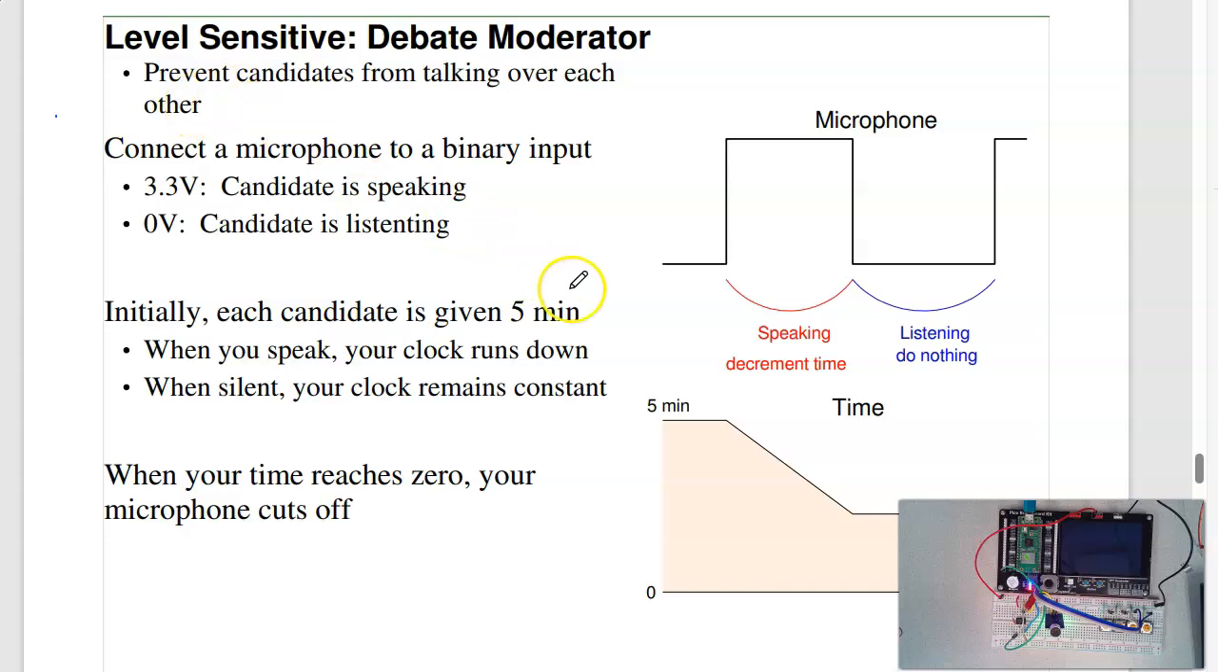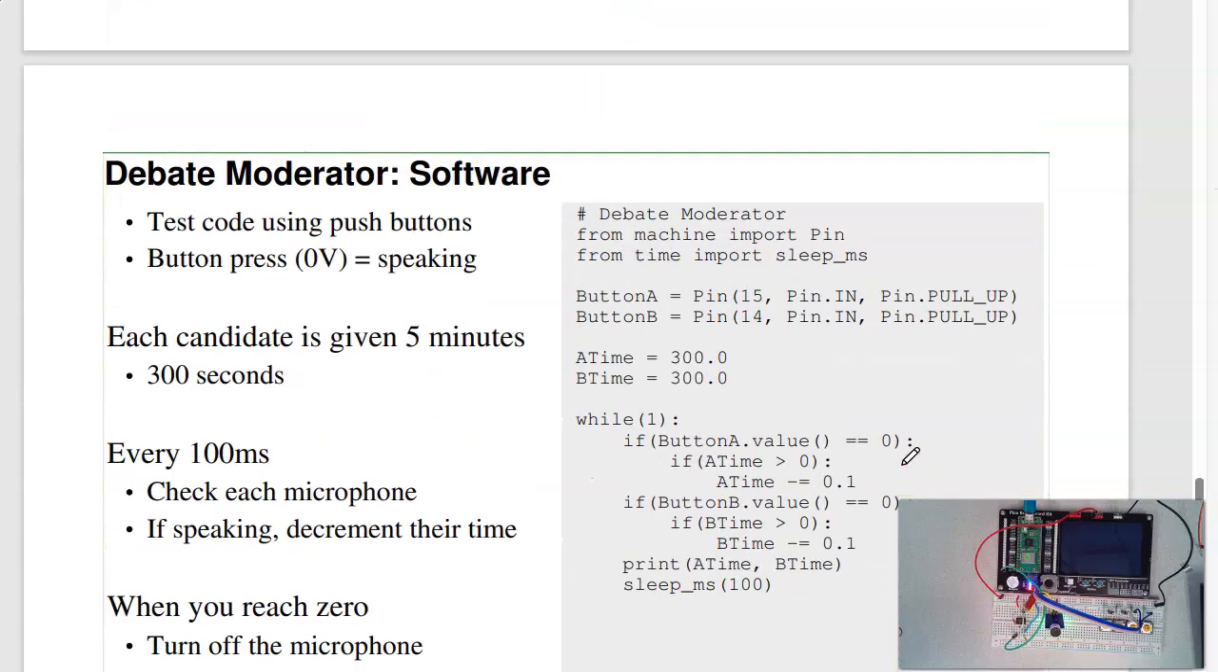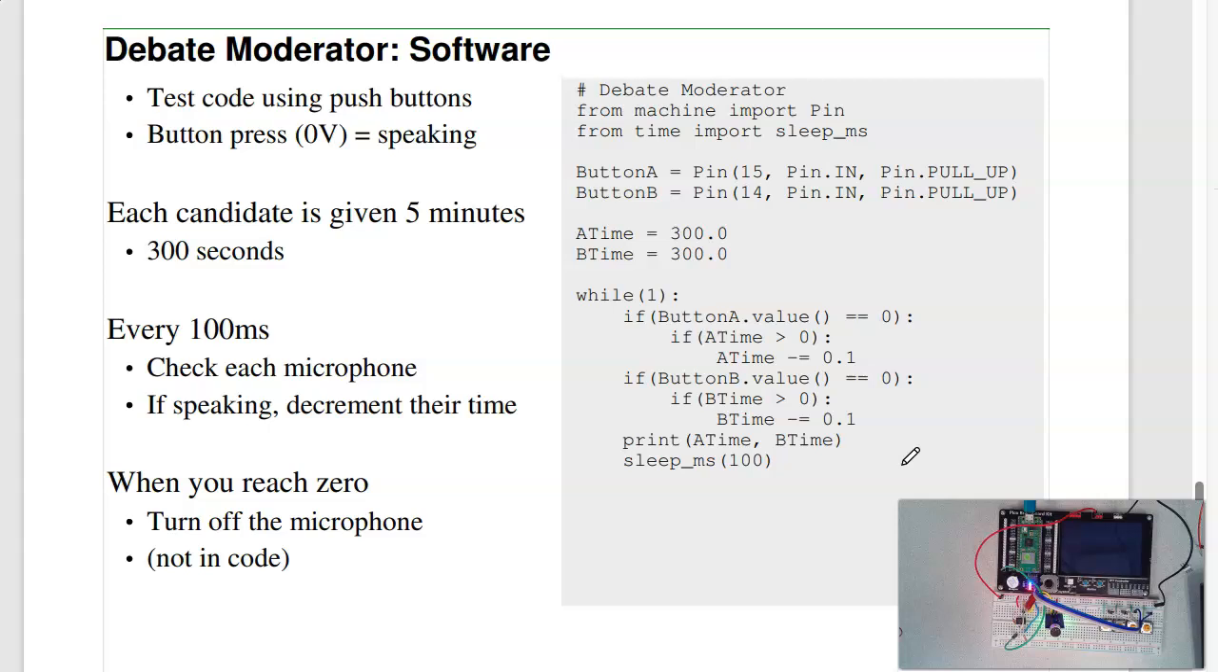So what I want is a way to monitor when someone's speaking, decrement my time. When they're quiet, do nothing. When they reach 0, presumably I cut off their microphone. So there's the idea. This will involve both software and hardware. I'm actually going to flip it. I'm going to use the push button initially so that when I hit the button, the time starts decrementing.